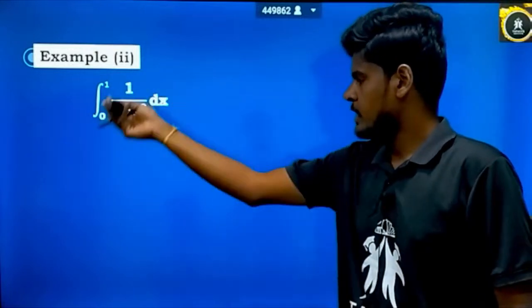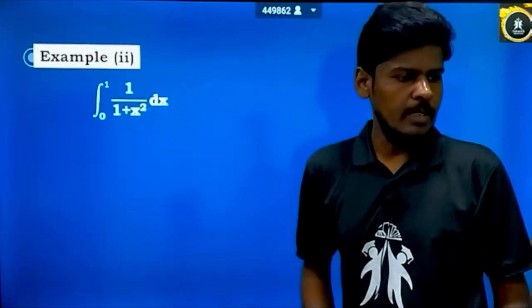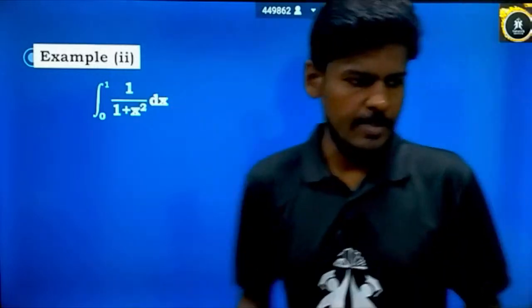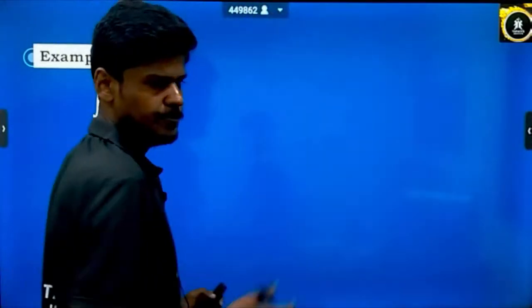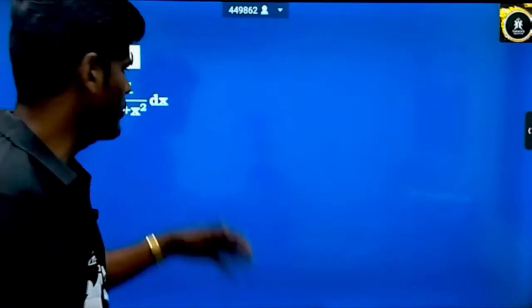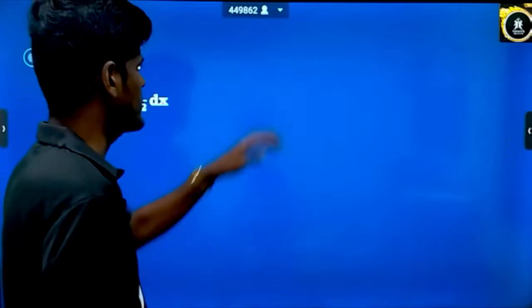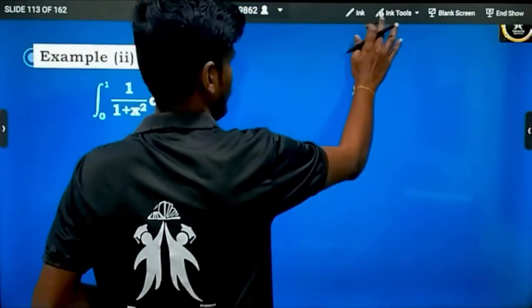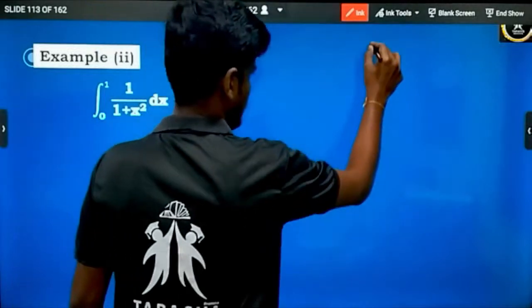Okay, next question. Integral between 0 to 1 of 1 by 1 plus x square dx. Now how to evaluate this integral? This is again a standard formula. We will solve some basic problems to get used to how to apply the limits in the integral after evaluation. Okay, we can directly write this answer.